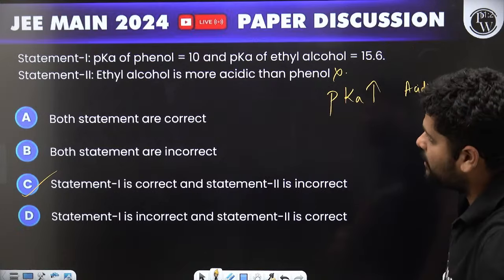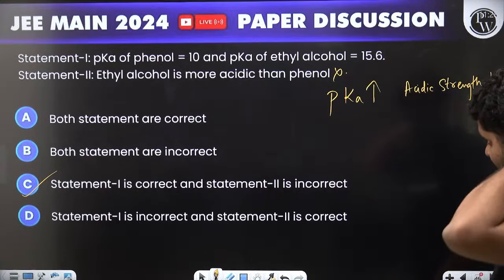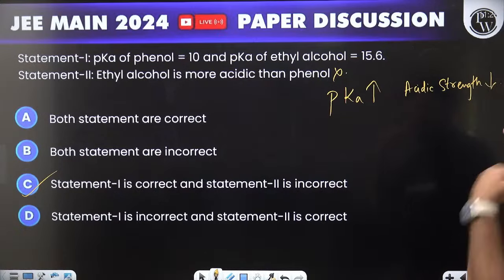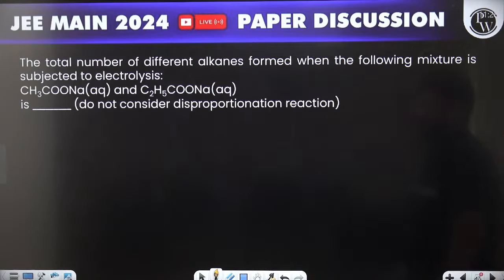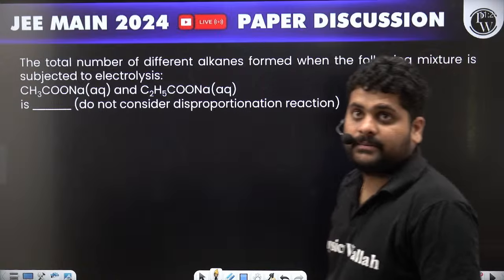Option C. Okay, pKa of phenol is 10. It is more acidic than ethyl alcohol. Ethyl alcohol is more acidic than phenol. It again contradicts statement 1. So, it is wrong. Okay, see now.